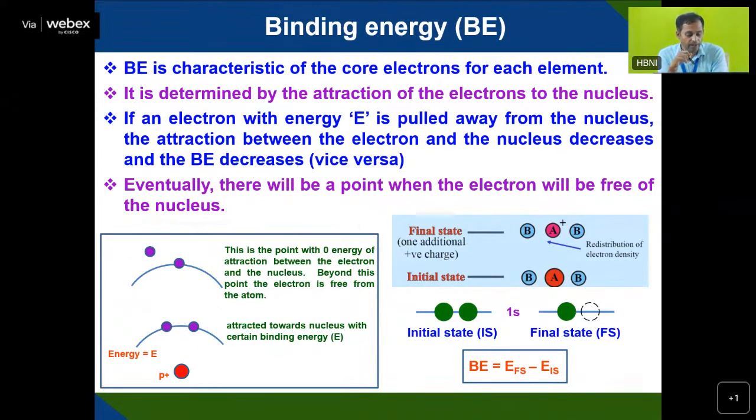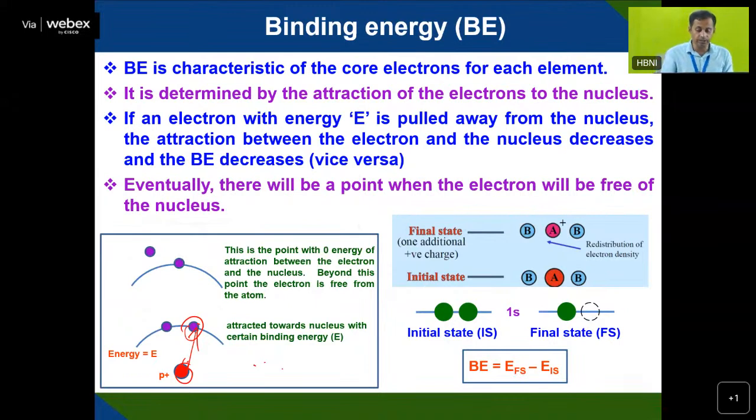If you go for the binding energy, that binding energy is the characteristic of the core electron. If this is the nucleus here, the binding energy will mainly depend upon the characteristic of the core electron of each element. For this particular element, this is the core electron, and it has some characteristic. If there is some other element, their binding energy is different. It is determined by the attraction of the electron to the nucleus. So how the electron is being attracted to the nucleus, that force mainly decides the binding energy of a particular electron.